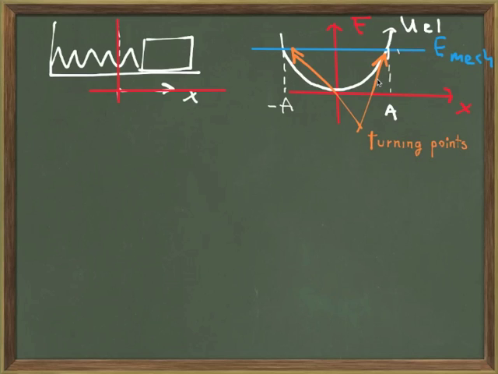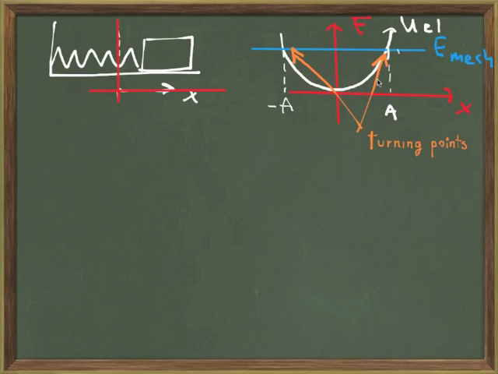They're at the same distance because remember that the potential energy is a parabola. It's symmetric around the middle. Okay? So the horizontal line crosses at minus A and at A. And those are the points, as I said, turning points.